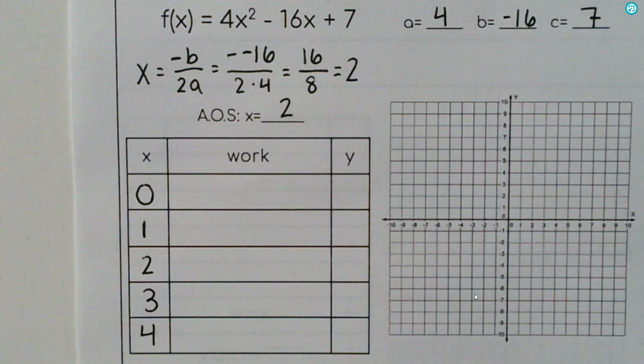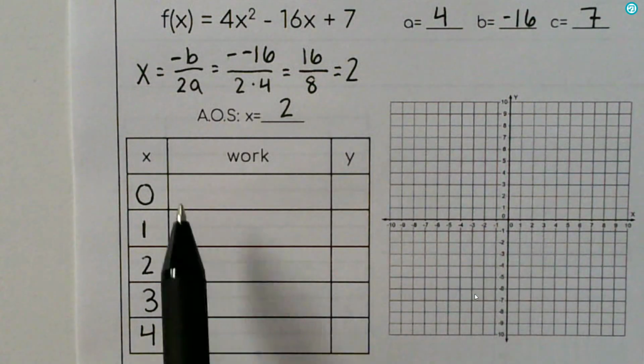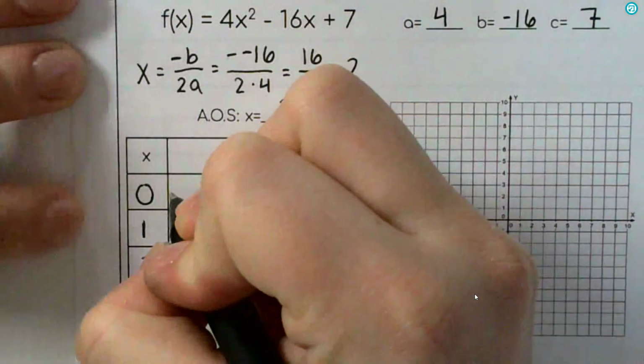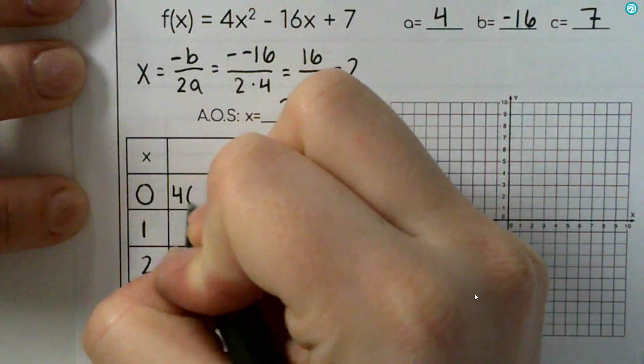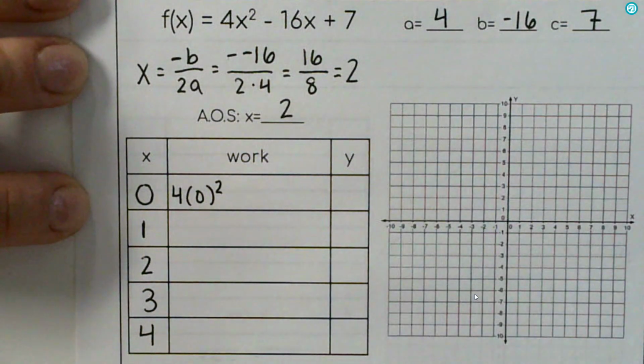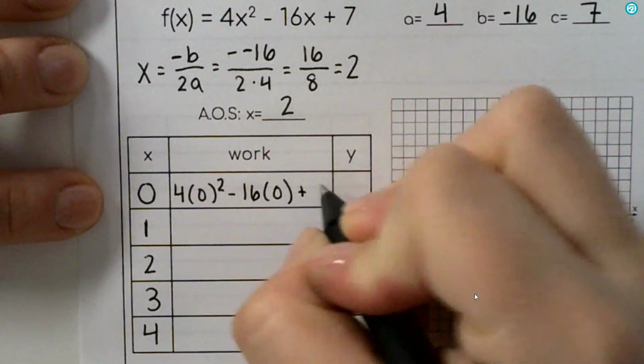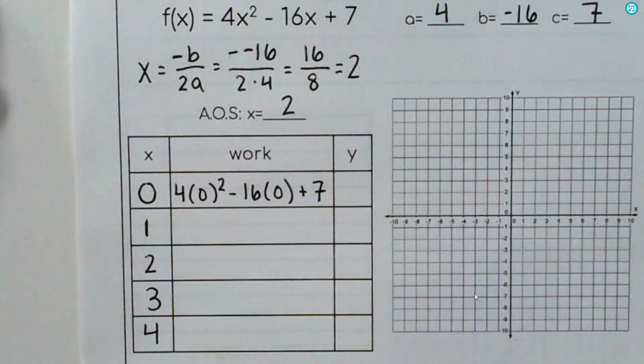So what it's going to look like now is we're going to take our original equation, and I left space for us to do our work here, and we are going to plug in 0. So it's going to be 4 times 0 squared minus 16 times 0 plus 7. So I plugged in 0 everywhere there was an x. Let's fill out the whole table and then let's calculate, because I'm going to show you how you don't have to type it into your calculator 5 times.